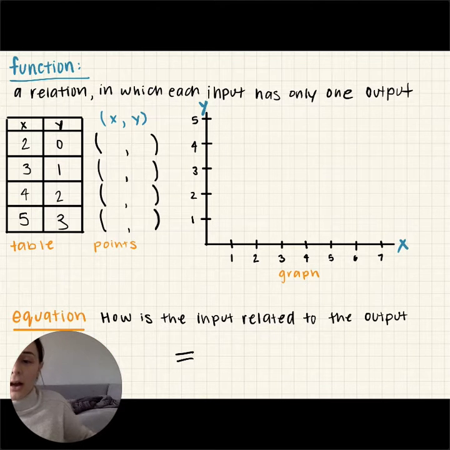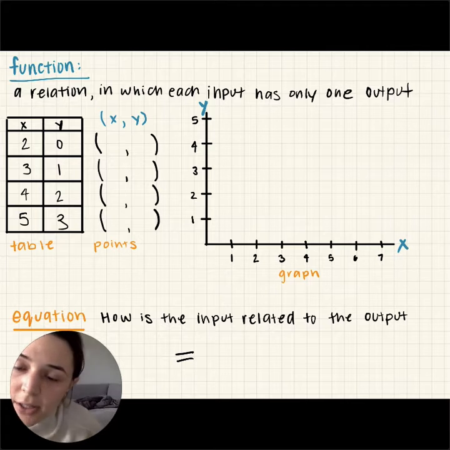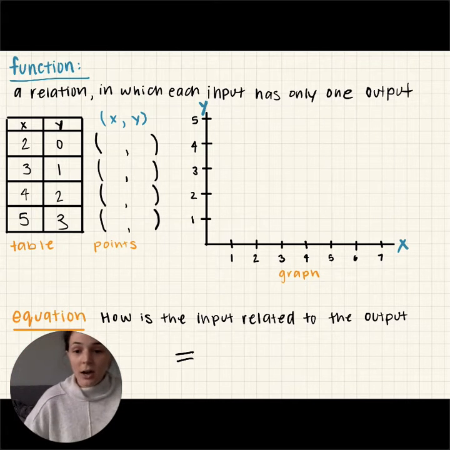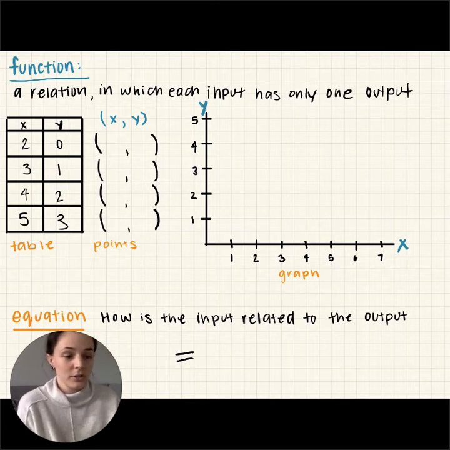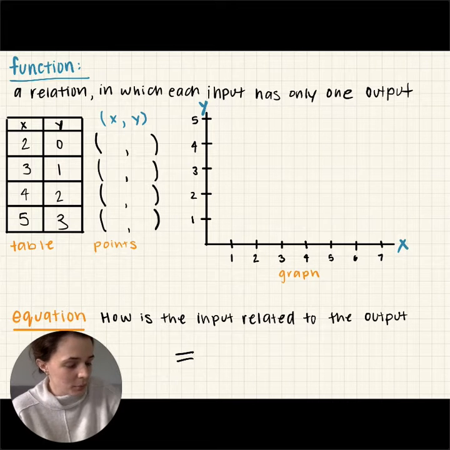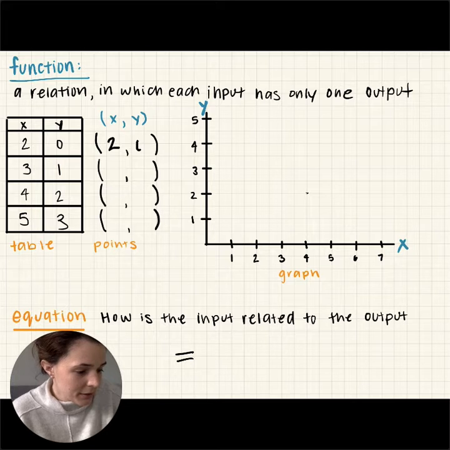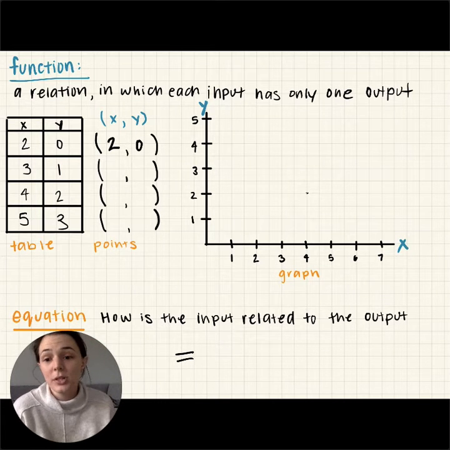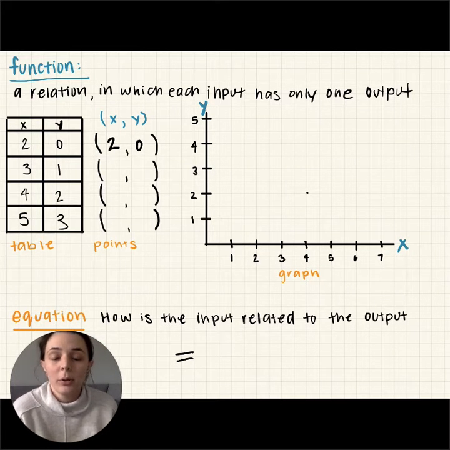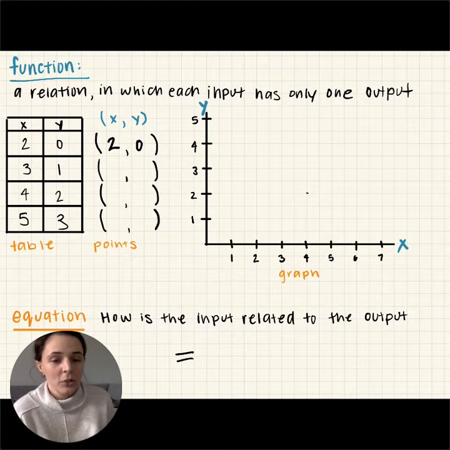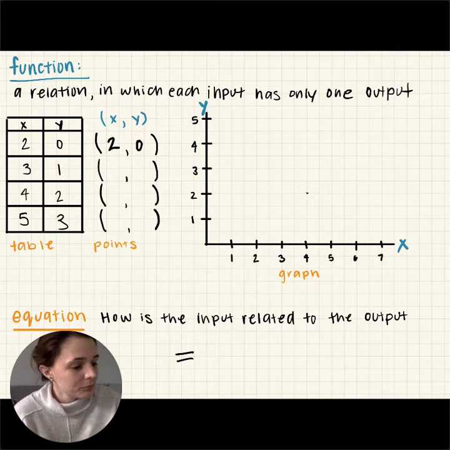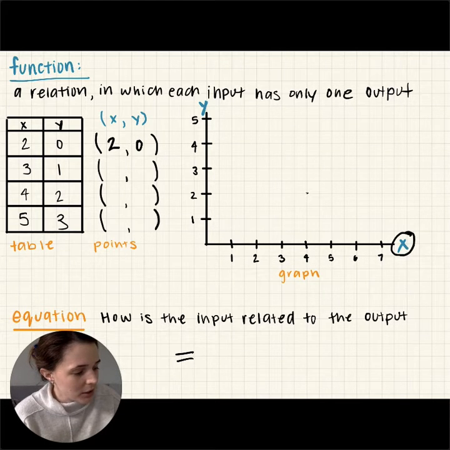So I'm going to look at the first row in the table, and my x value is 2 and my y value is 0. So I'm going to write that as a coordinate point, where we put the x value first and then the y value. It's represented pretty much the same way as the table, but the coordinate point tells us where to put it on the graph. So my x value is 2, so I want to find my x-axis. I see x right here.